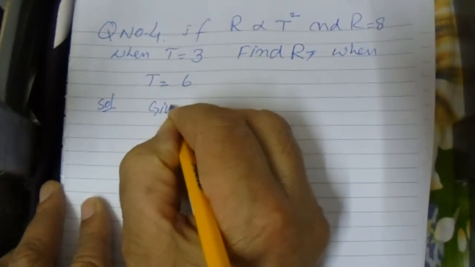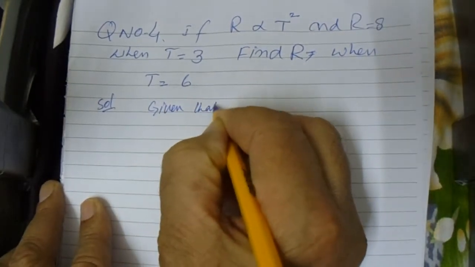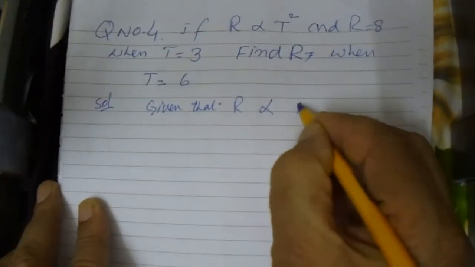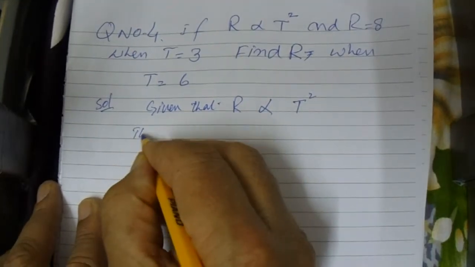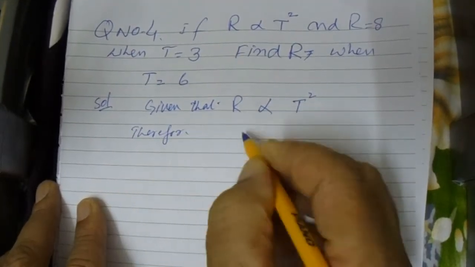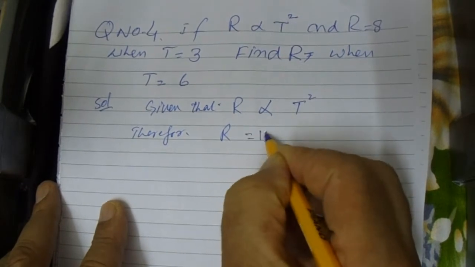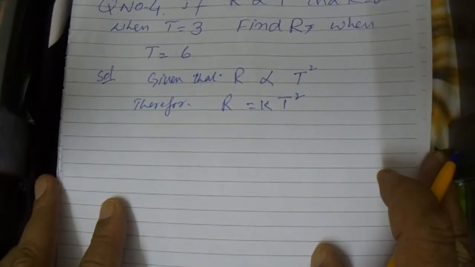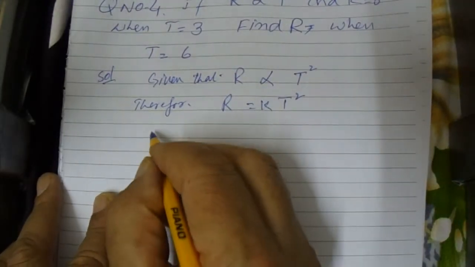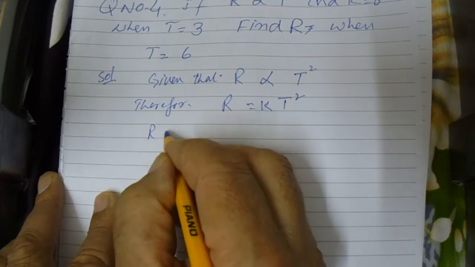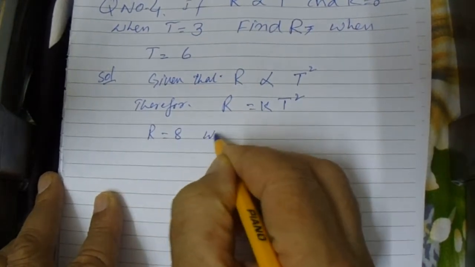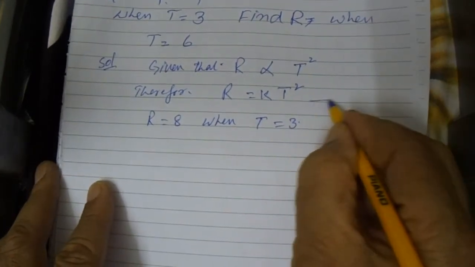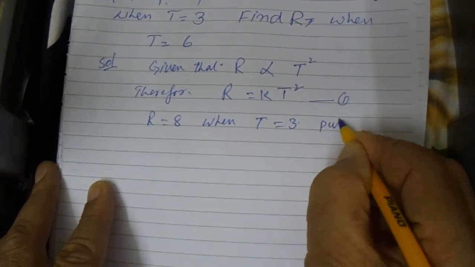Given that R directly varies as t square, therefore we write R is equal to k t square, and R is equal to 8 when t is equal to 3. Now this is 1. Put these values in 1.